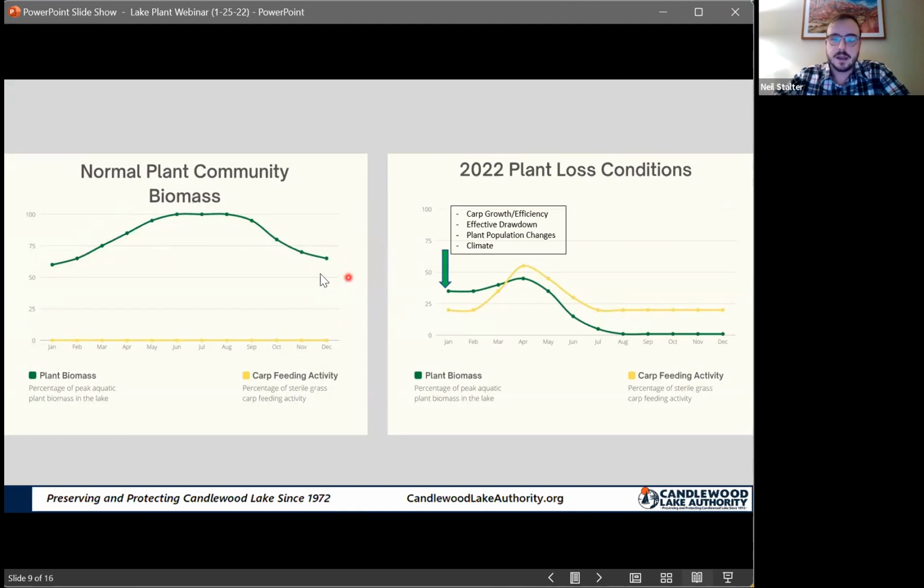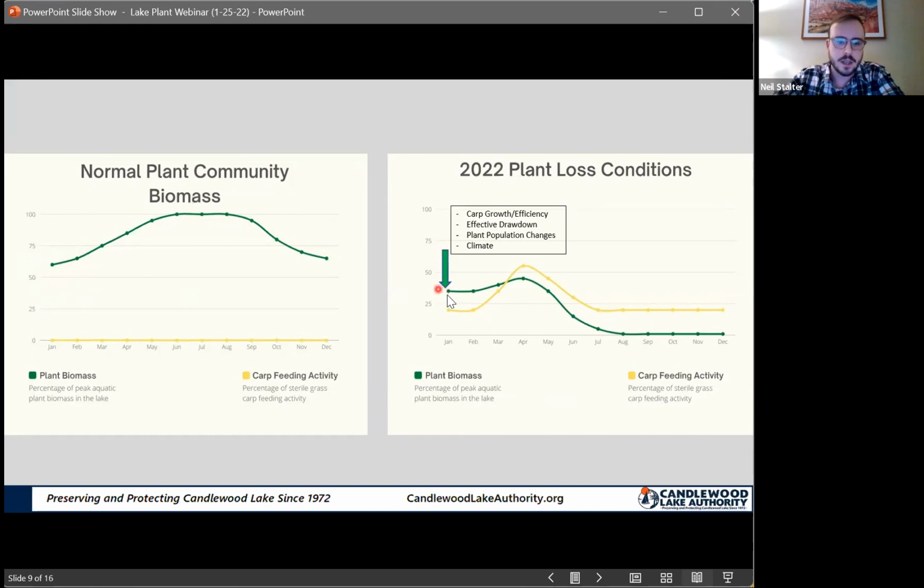And then the plants quickly grow back in the spring, hit the early summer, and then hit that 100% biomass in the summer, the maximum amount that they're going to reach for that year until the water temperature is cool, and then they start to go back down again for the winter. So on the right side is a graphical representation of what probably happened during the 2022 season. So we did see plant material at the beginning of the season, but the initial amount here was lower than what has been seen in the past.